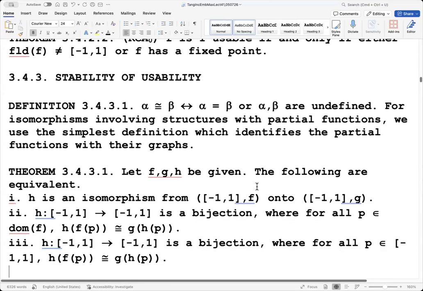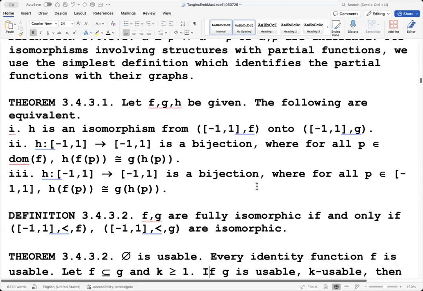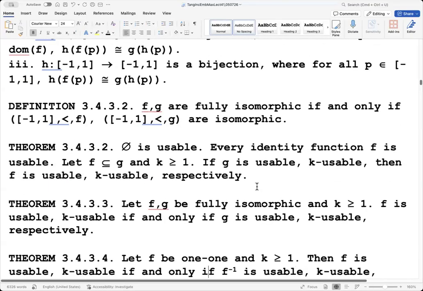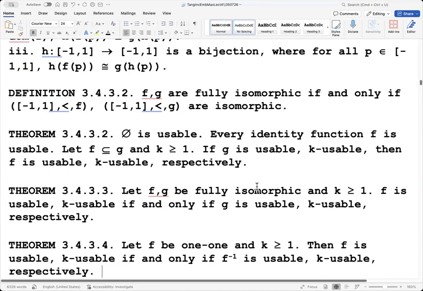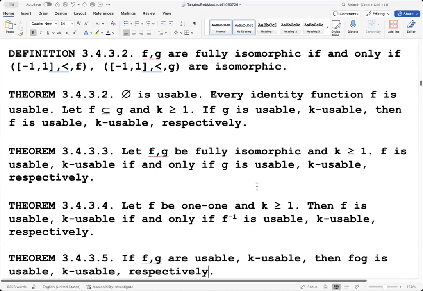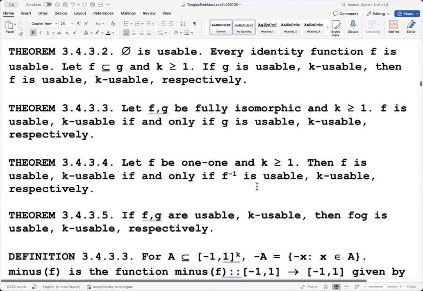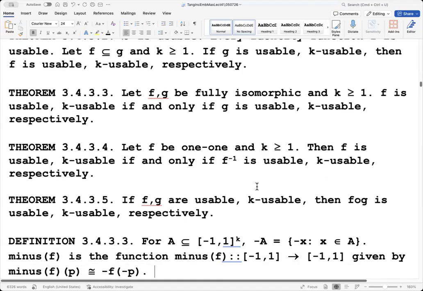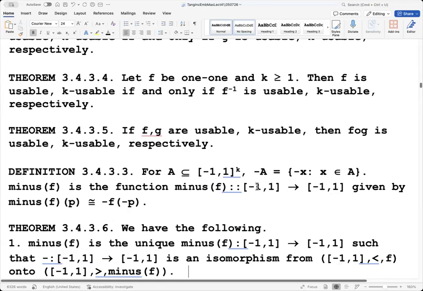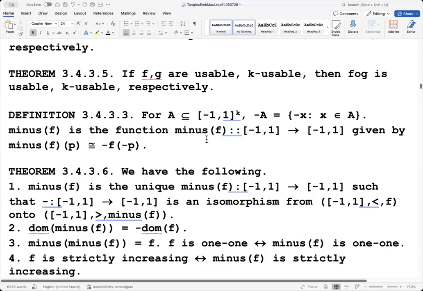All right, then there's a bunch of background material about usability being closed under composition, closed under inverse in a certain sense, and also closed under isomorphisms, as long as those isomorphisms preserve the endpoints -1, 1. So all that background material is useful. This is a minus of F. That means you can reverse the order of everything and everything comes out nicely.